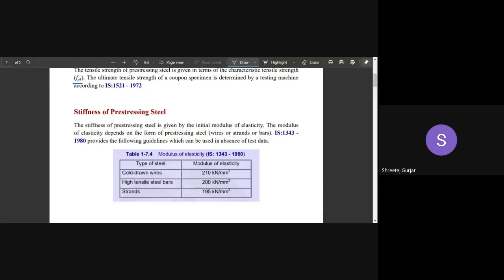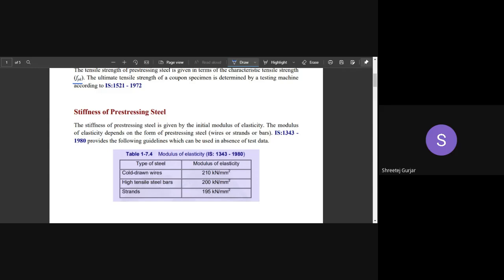If you have cold drawn wires, the modulus of elasticity you can use is 210 kilonewton per mm squared. If there are high tensile steel bars, you can use the modulus of elasticity as 200 kilonewton per mm squared. And if you are having strands as the type of steel, then you can use 195 kilonewton per mm squared. You can see that wires and bars have more modulus of elasticity, or more stiffness, compared to strands.